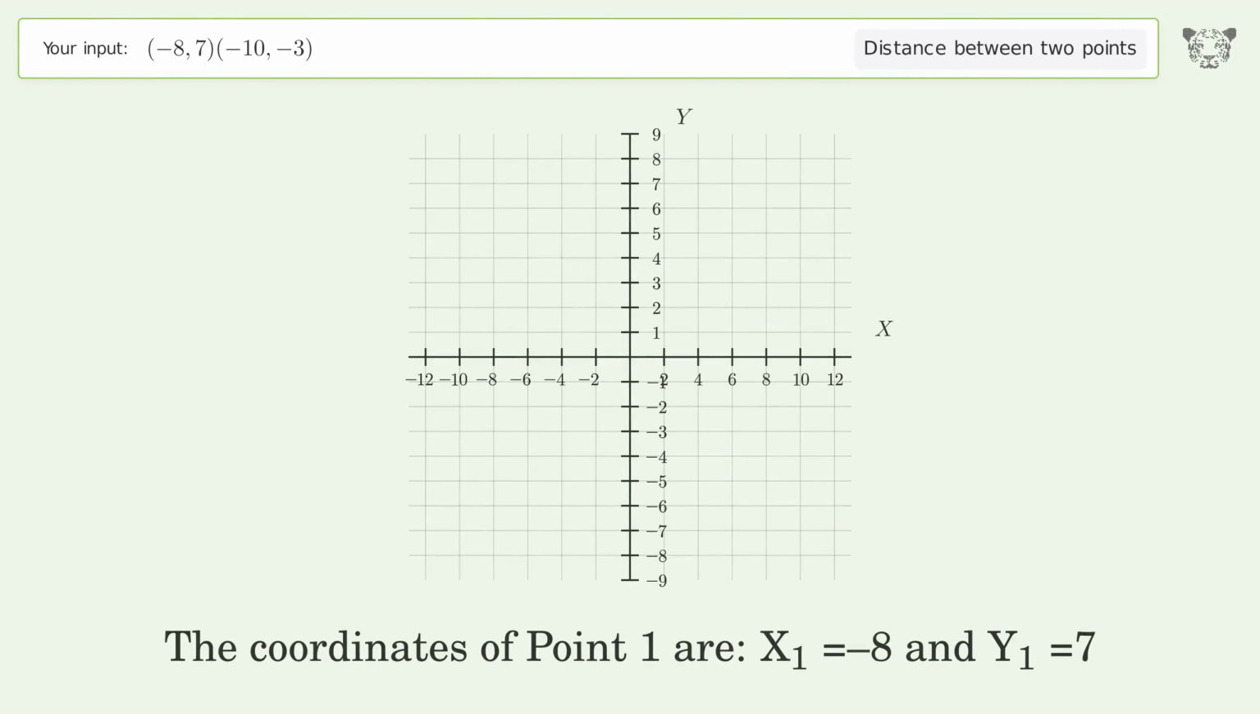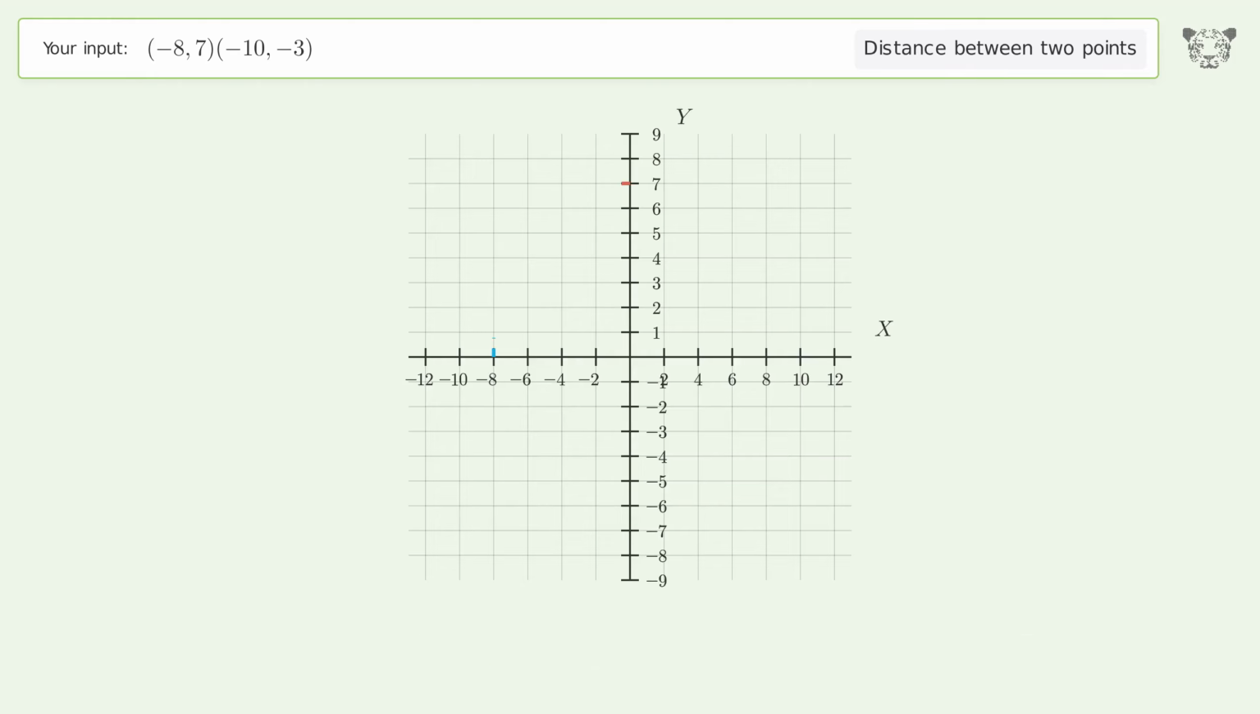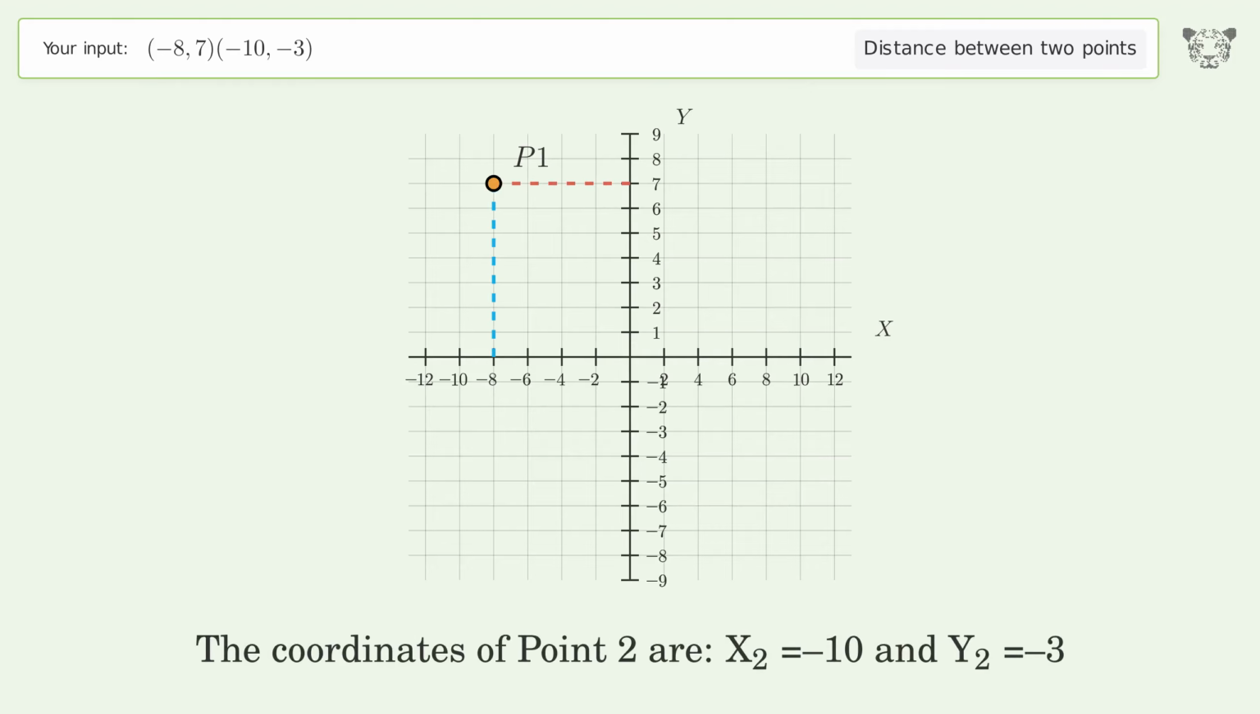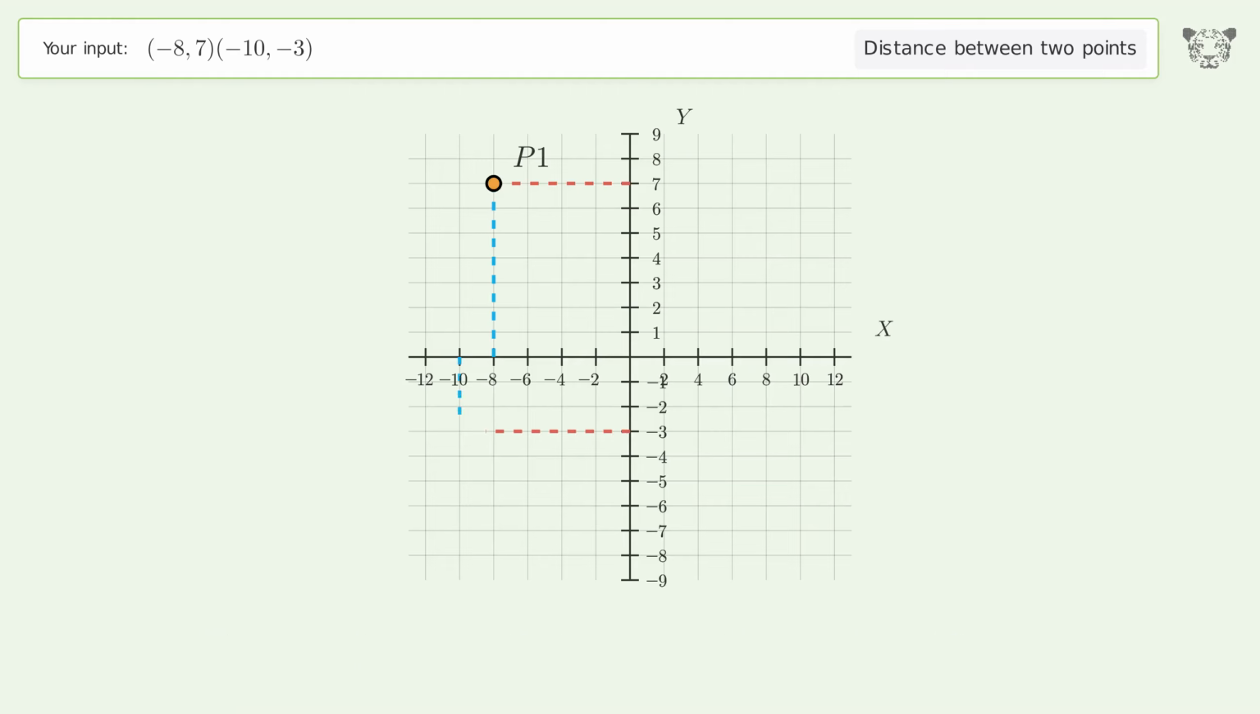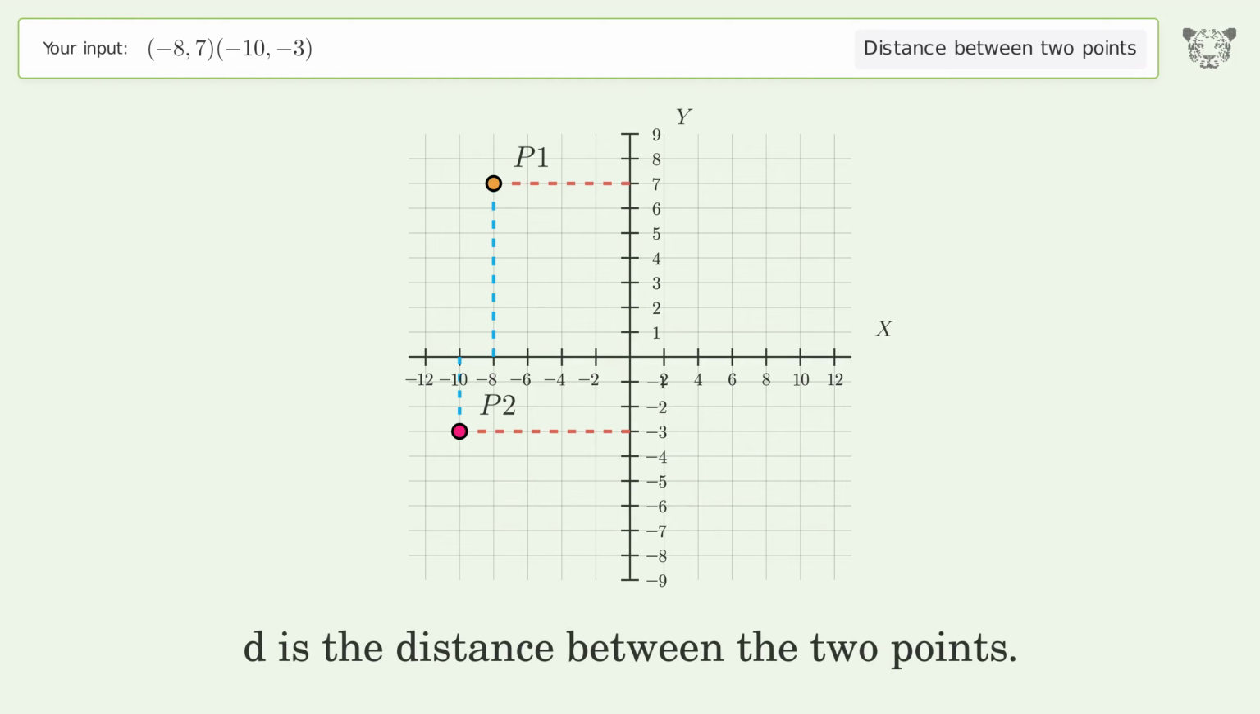The coordinates of point 1 are x1 equals -8 and y1 equals 7. The coordinates of point 2 are x2 equals -10 and y2 equals -3. D is the distance between the 2 points.